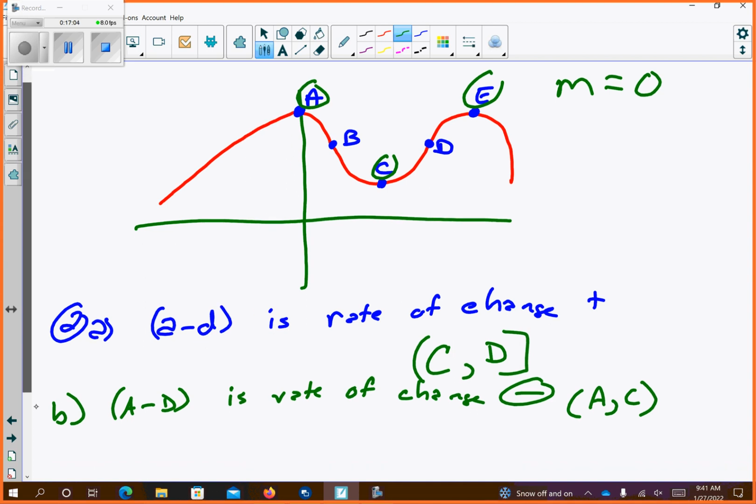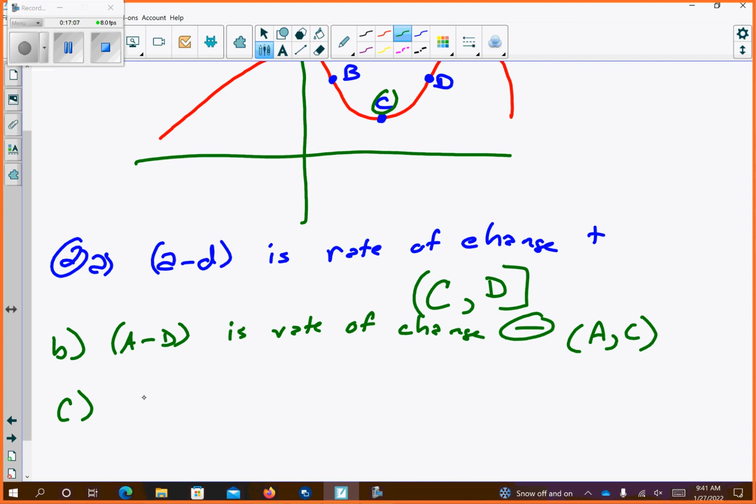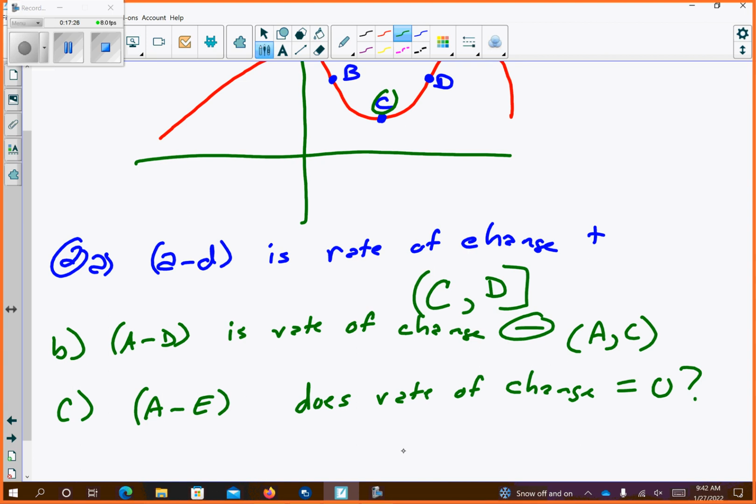All right. Letter C says, at what points A through E does the rate of change equal 0? Okay. And that would be at point A, at point C, and at point E. Because my tangent equation, my linear equation that is tangent, means it touches my graph once at exactly that point. At A, C, and E, we would have a value that's 0.